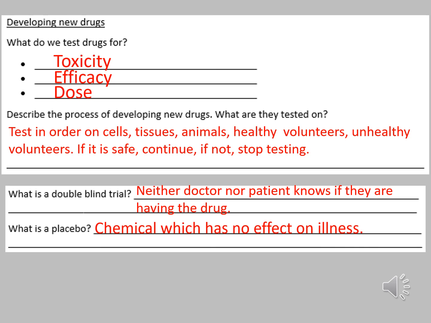Drugs are tested for 3 different things: toxicity, efficacy, and dose. Make sure you know what each of these things are. When we develop new drugs, they are initially tested on cells, tissues, and animals. These are the preclinical trials. They're then tested on healthy volunteers and then unhealthy volunteers. If it is safe, they can continue. If not, they stop testing. In a double-blind trial, neither the doctor nor the patient knows if they are having the drug, and a placebo is an identical formulation to the drug without the active component, so a chemical which will have no effect on the illness.